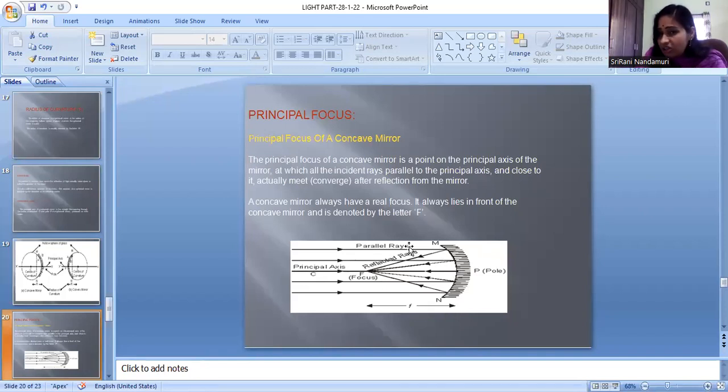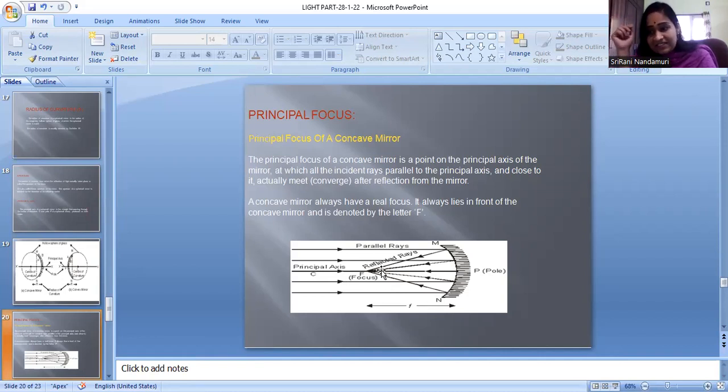Here, all the light rays come and meet at one point. These are the different light rays which are reflecting, and all of them came and met at one point. This is called the focus. All the light rays are focusing at one point. That point is called the principal focus.